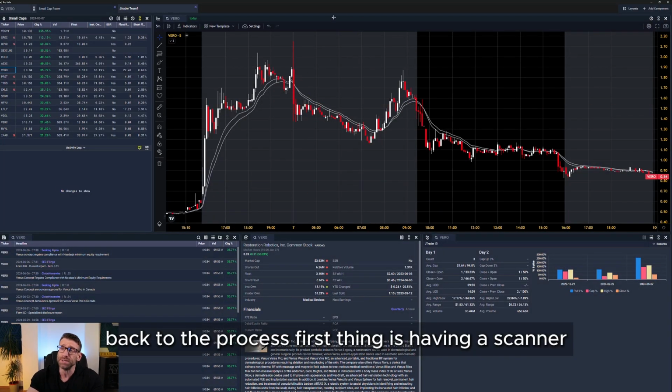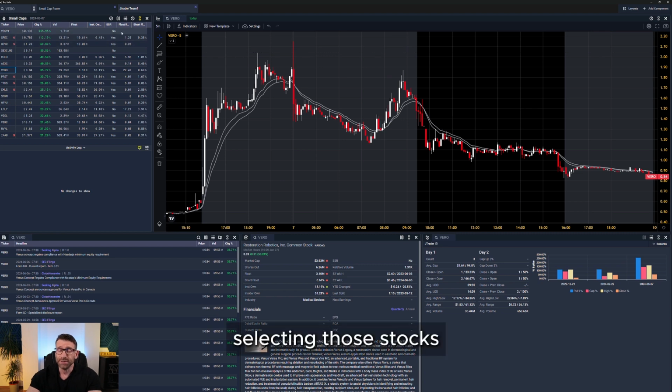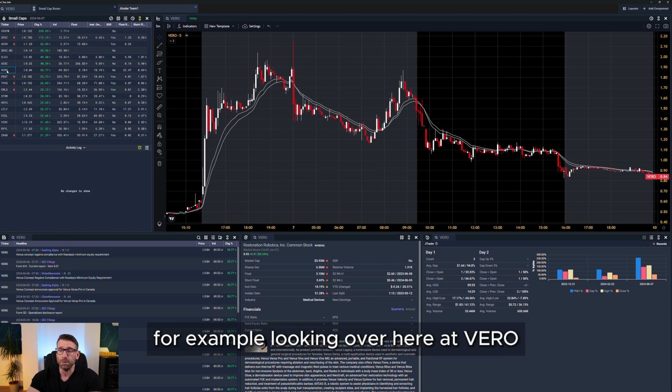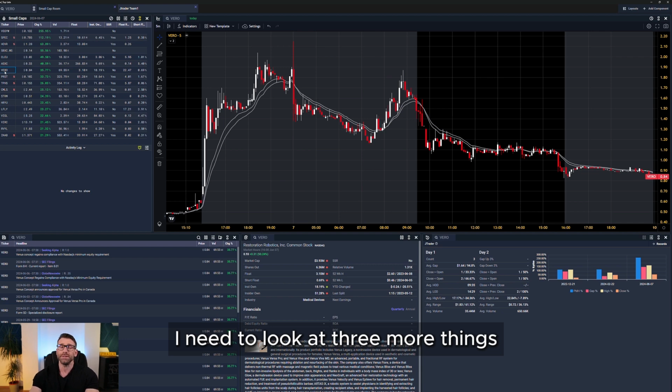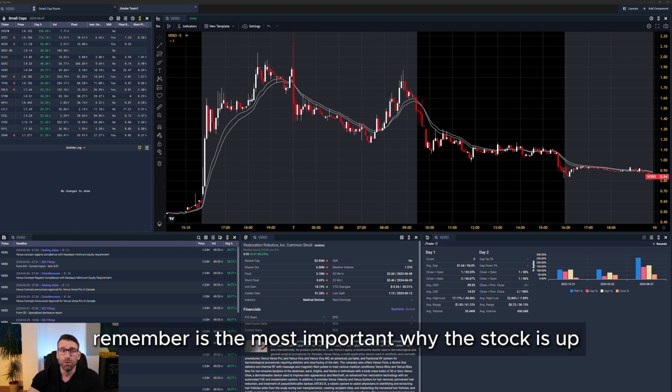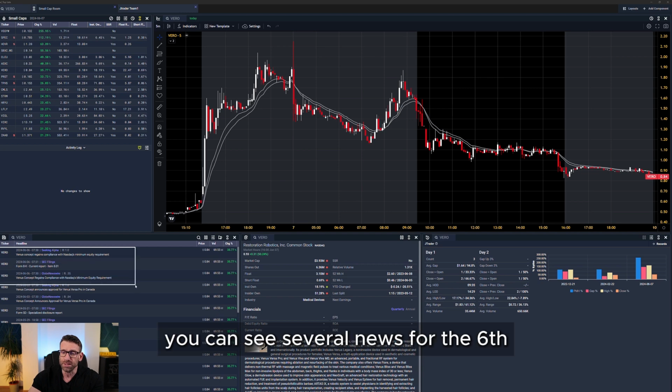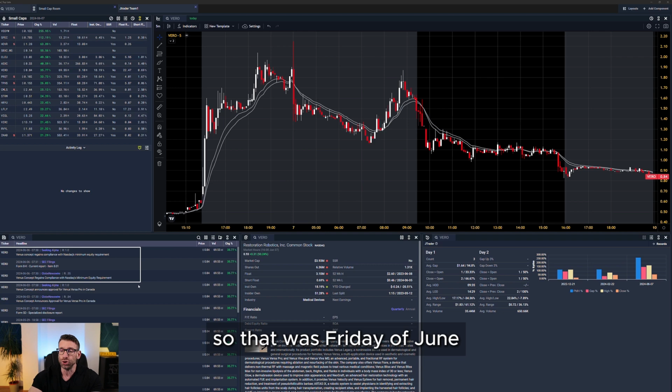Back to the process. First thing is having a scanner, selecting those stocks with at least 20% gap in the morning. And then when I look at the stock, for example, I'm looking over here at Veru, I need to look at three more things. The first thing, remember, is the most important: why the stock is up. And over here I go down and I see the news. You can see several news for the 6th, so that was Friday of June.